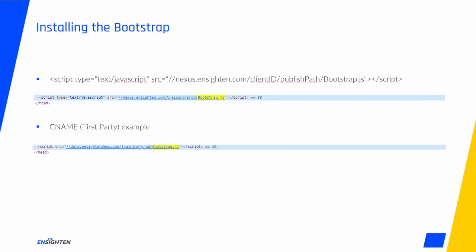The Bootstrap is the file you're adding to your pages in order to bring tags to the page. Installing the Ensighten Bootstrap is as simple as adding a single line of HTML code to your page. This can be accomplished through your web hosting system, a CMS, directly written into the page's HTML, a global header or footer, or any number of other options.